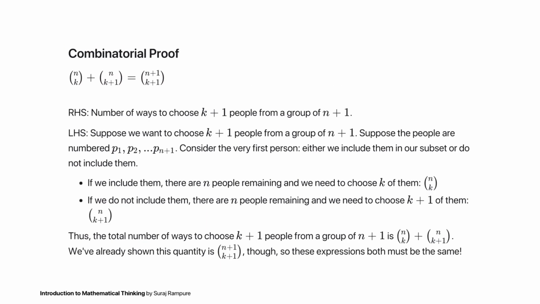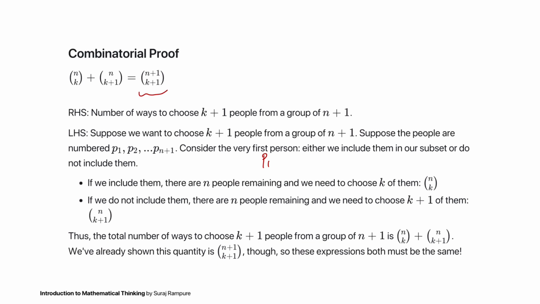So now let's just look at the combinatorial proof for this, right? So the right-hand side pretty explicitly tells you the number of ways to choose k plus 1 people from a group of n plus 1, right? N plus 1 total, we want to choose k plus 1 of them, right? That's what the right-hand side tells us. Now, the left-hand side, we want to reason as to why it counts the same thing. Okay? We have n plus 1 people. Suppose they're numbered p1, p2, all the way through p n plus 1. Okay? So let's consider the very first person, P1.